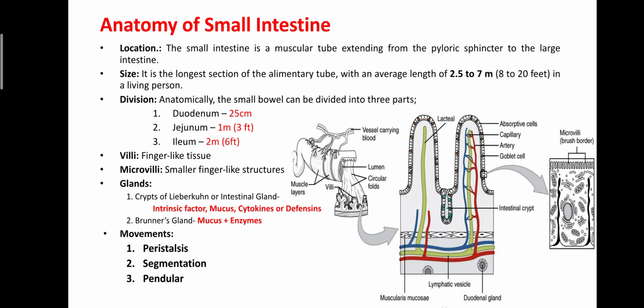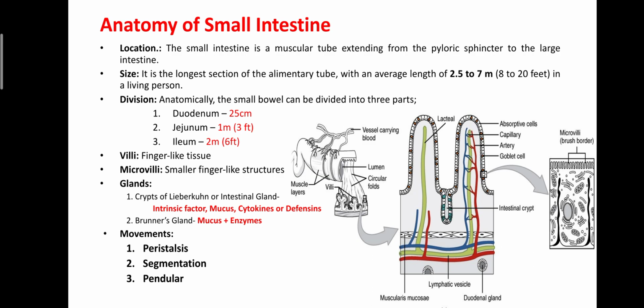Dear students, the small intestine is a muscular tube extending from the pyloric sphincter to the large intestine. The small intestine is made up of the duodenum, jejunum, and ileum. The small intestine, together with the esophagus, large intestine, and the stomach, forms the gastrointestinal tract. In living humans, the small intestine alone measures about 6 to 7 meters long.